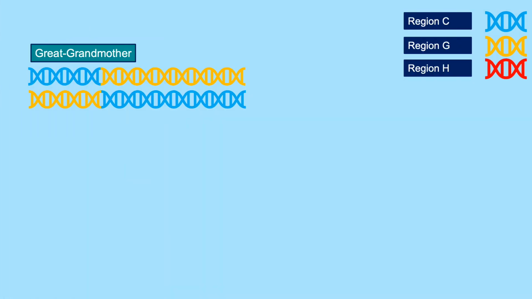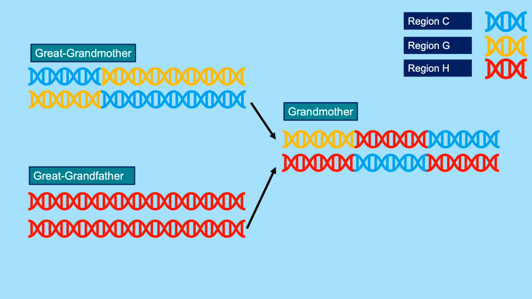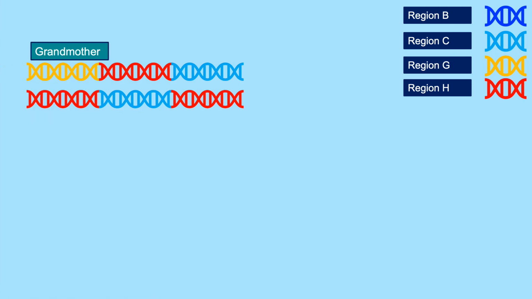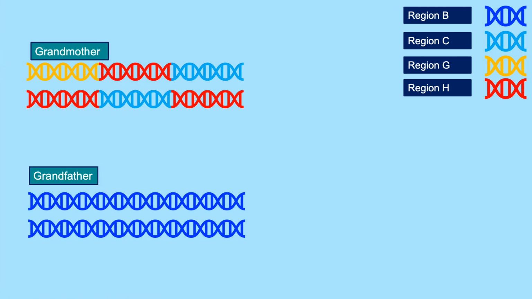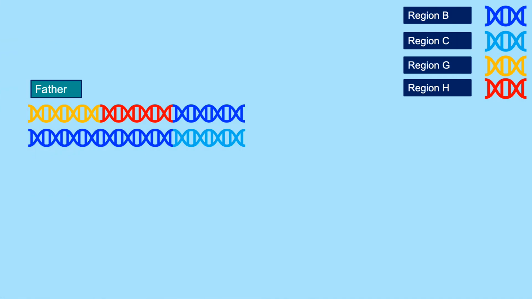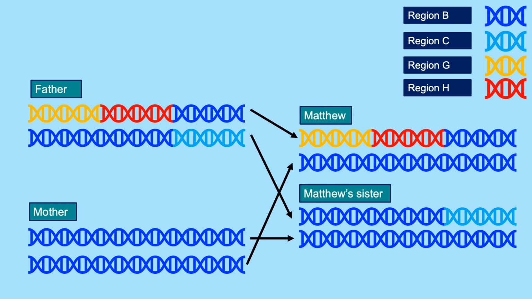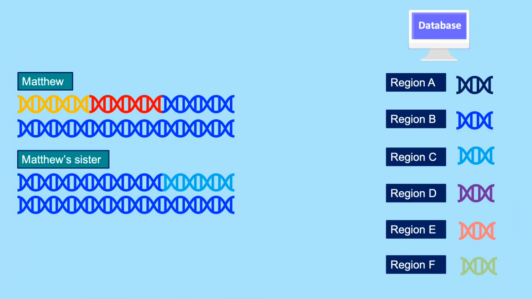This continued with his great-grandparents to his grandmother, his grandparents to his father, and finally with his parents to Matthew and his sister. In the end, Matthew's sister ended up with sections of her genome from region C, and Matthew didn't, and it was all because of recombination.